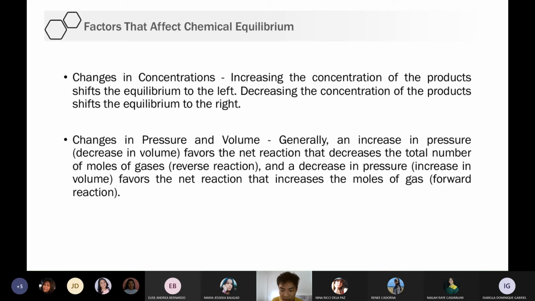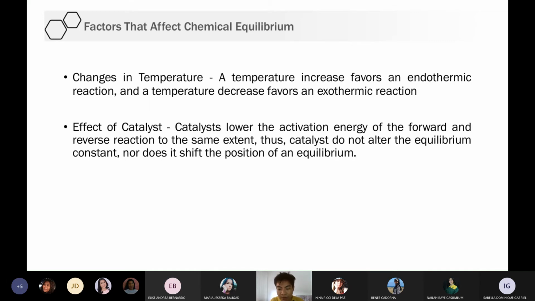Okay. So again, ang general idea lang for changes in pressure and volume is that if you increase the pressure, it will favor the reaction with the lowest moles of gas. Okay? So tignan mo, sino sa reactant, sino sa product yung lowest moles, dun pupunta yung reaction kapag in-increase mo yung pressure. And a decrease of pressure favors the reaction that increases the moles of gas. Mamaya apply natin itong mga words na to. Ang daming mga words.